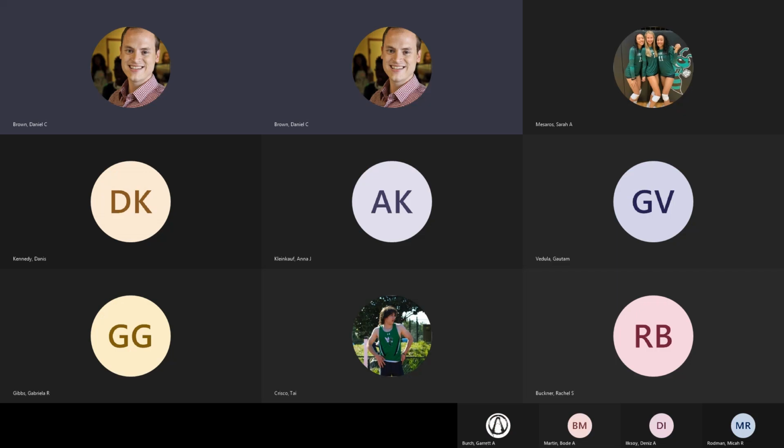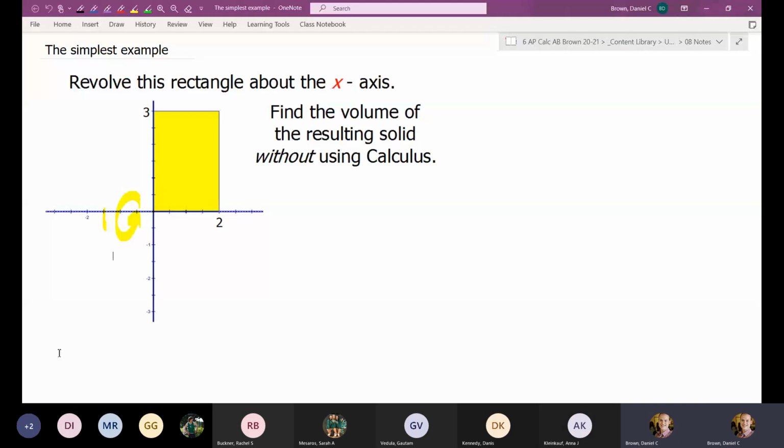And when you revolve it, again, you don't have to imagine exactly what that region looks like, but it does help, I think, to at least have some sort of an idea. So if we're revolving this around the x-axis, what type of figure is that rectangle going to end up making? It's going to look like a cylinder, right? You can imagine it.